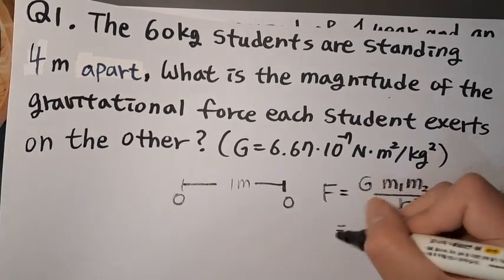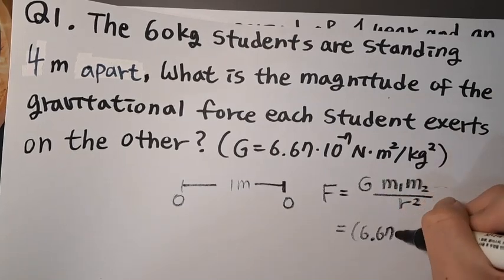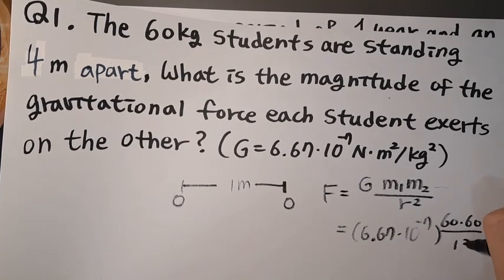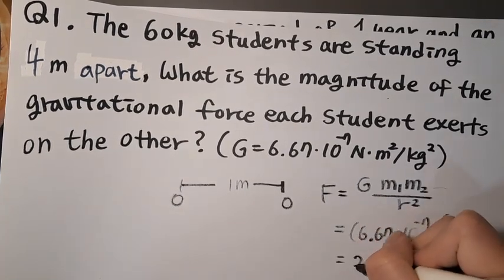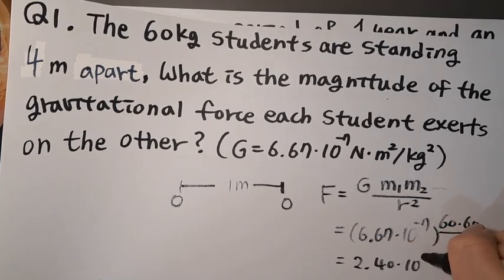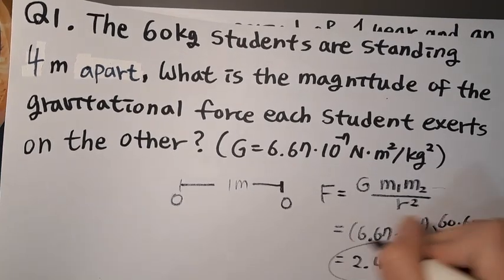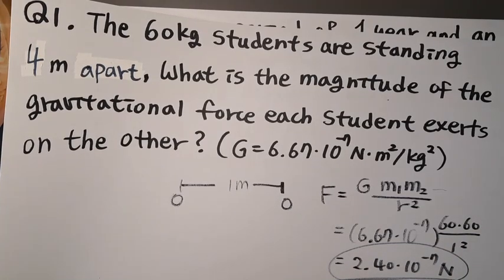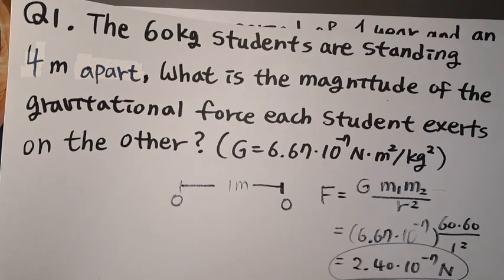So 2.4 times 10 power minus 7 Newton is going to be the answer.